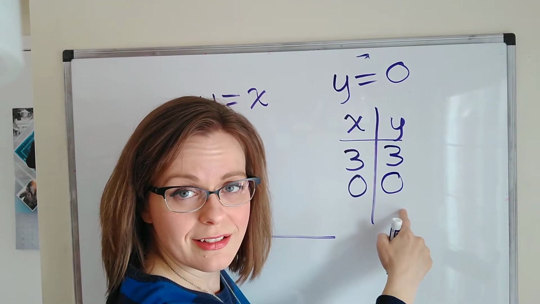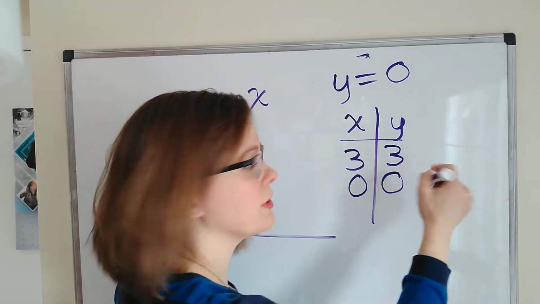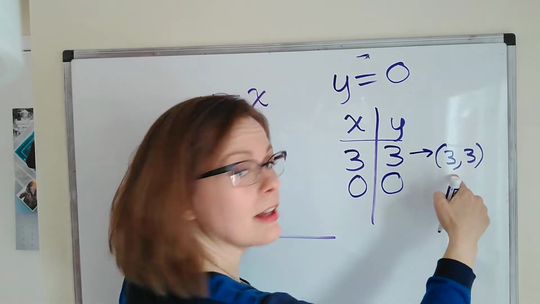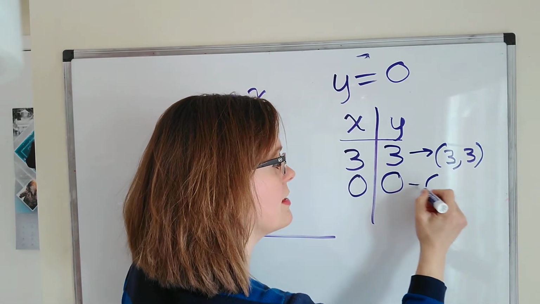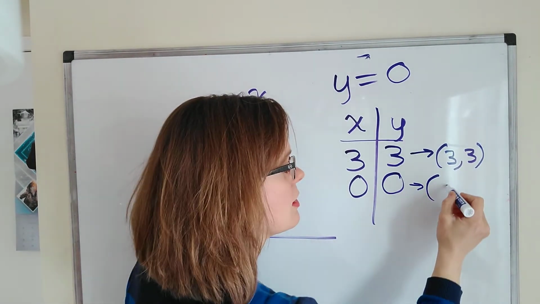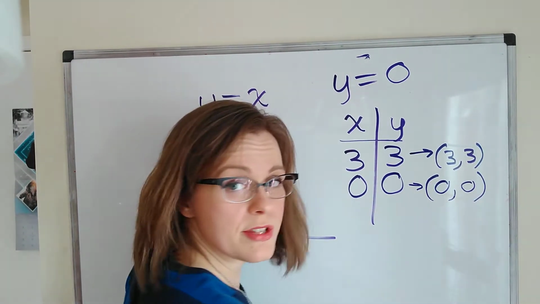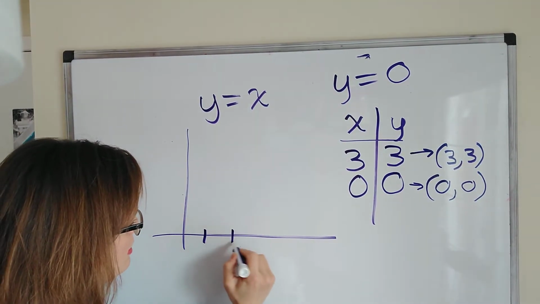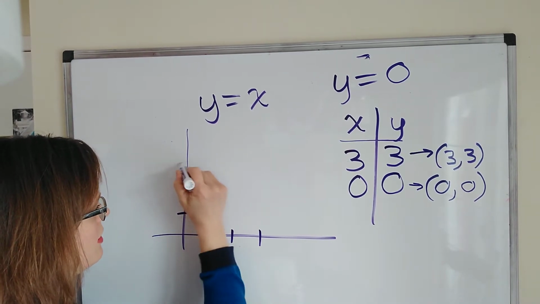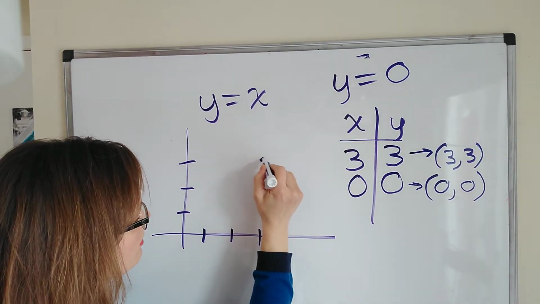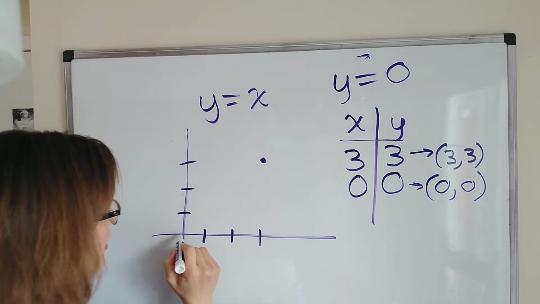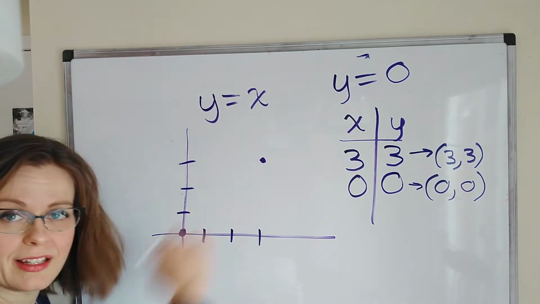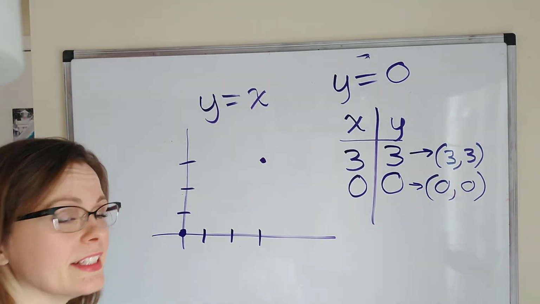Now I have 2 points, right? This point, 3, 3, is going to look like this if we write it as a coordinate pair. And this point is actually the origin. That point is the point 0, 0. So let's go ahead and plot those 2 points. I'd say that the point 3, 3 would be right about there. And the point 0, 0, of course, is nice and easy to find. And now I have 2 points. I can connect them and see where my line lives.